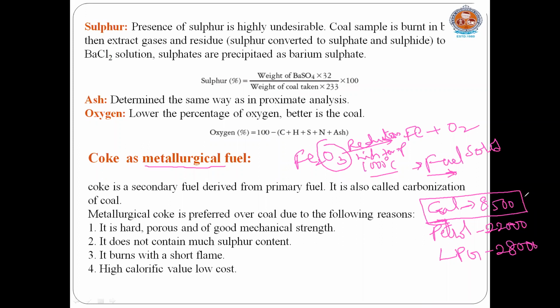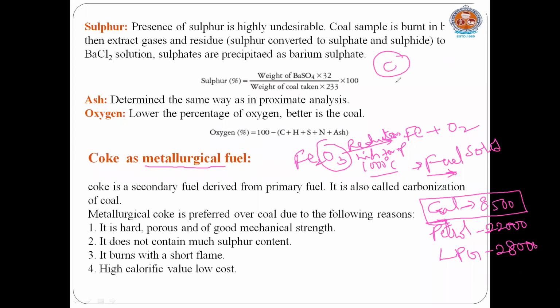So metallurgical processes, especially in steel industries or some other metal industries, use solid fuels. The reason for using solid fuel is that it is coal. Okay, but when using coal in metallurgical industries, coal has some impurities. What are the impurities? We already know what impurities are present in the coal sample. In the coal sample, only carbon is desirable.